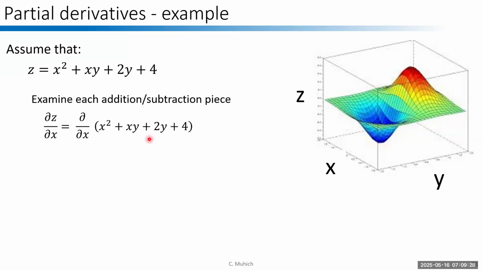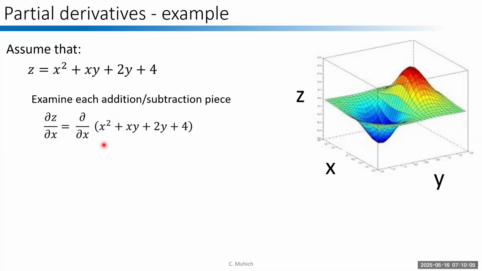Okay, let's do an example. So we're going to assume that my function z is equal to x squared plus xy plus 2y plus 4. We're going to now look at each piece in this partial derivative, right? I'm going to take my function, put it in here, and look at each piece that's either added or subtracted and take the partial derivative of that with respect to x. So let's look through these terms and see which ones we're going to keep, so that we have to actually take the derivatives, and which ones are equal to 0.